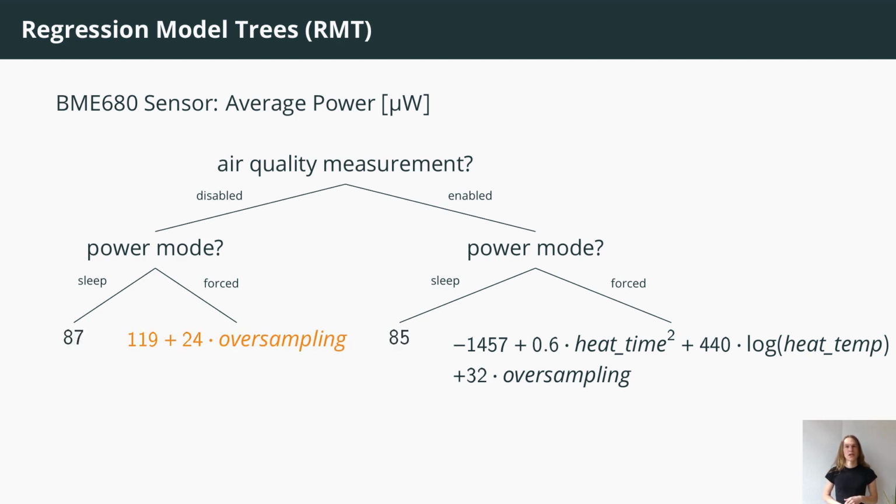In active mode with air quality measurements disabled, the oversampling configuration also affects the power consumption. And in active mode with air quality measurements enabled, both the time and temperature of the heated metal oxide plate, which is used by the sensor to detect the presence of pollutants in the air, also affects its power consumption. This regression model tree also has a model error of less than 7%, but is smaller by 2 orders of magnitude and therefore much easier to understand for humans.